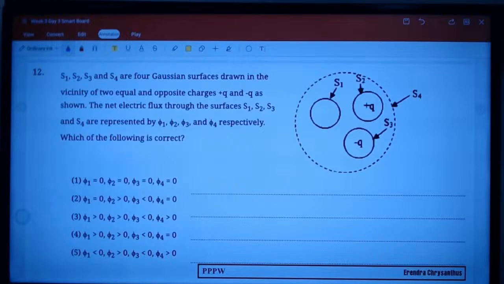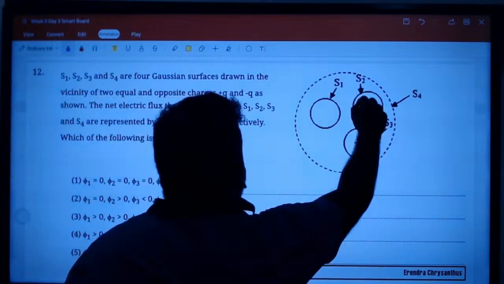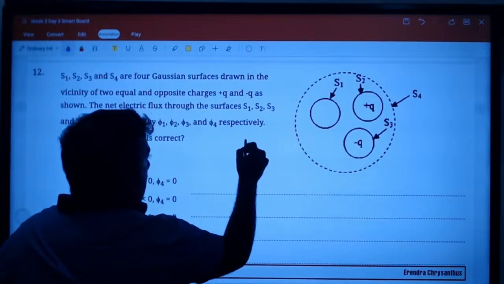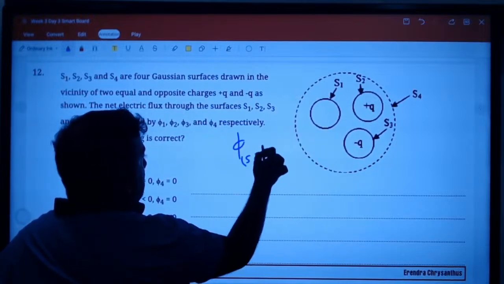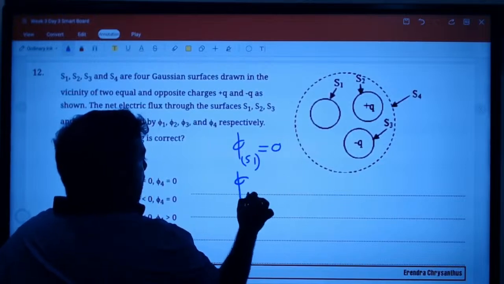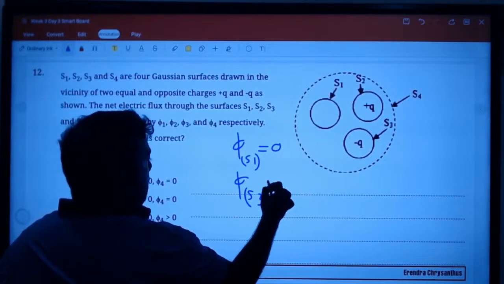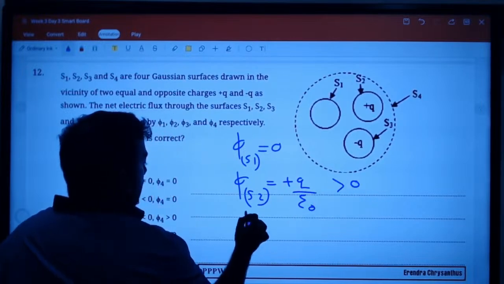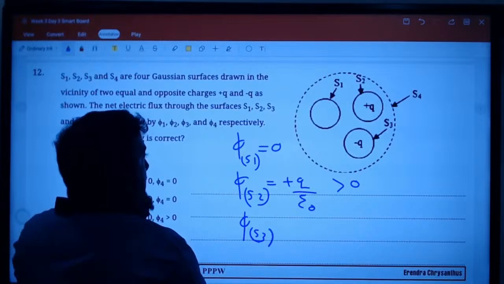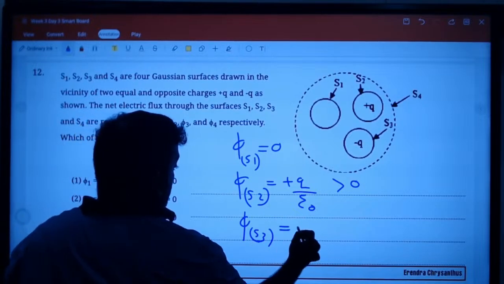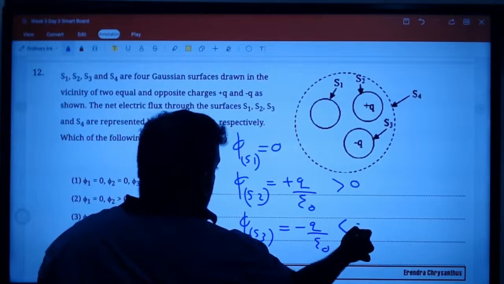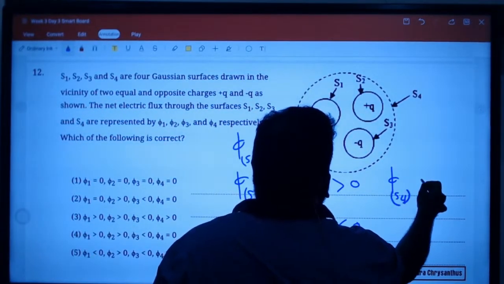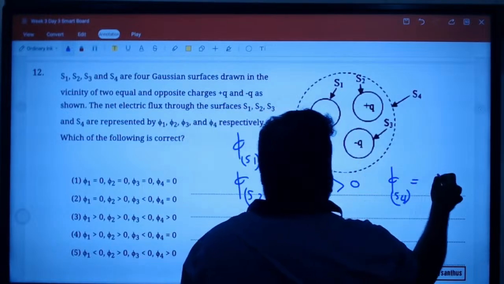S1, S2, S3 also are Gaussian surfaces. Plus Q, minus Q are given. What can you say about the flux? Very easy now. Flux through surface S1 will be 0, no charge. Flux through surface S2 is going to be plus Q over epsilon naught, so it's going to be positive. Flux through surface S3 is going to be minus Q over epsilon naught, negative. Flux through surface S4, sum of charges inside, these two cancel off, 0.